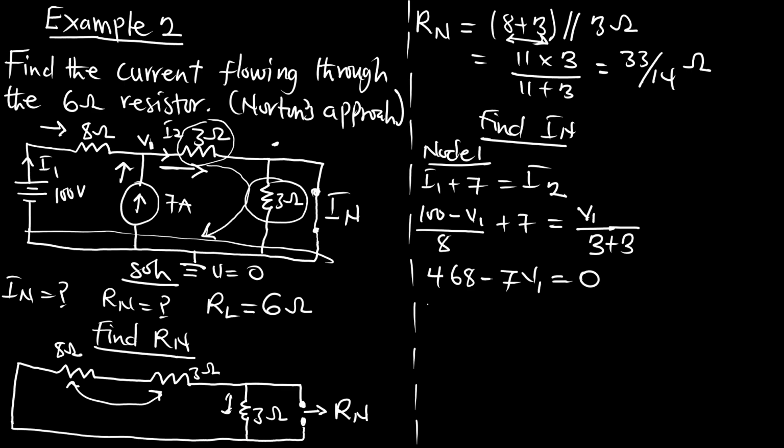So from here, my V1 is going to be 468 on 7, which implies that V1 is 66.86 volts. So the voltage at the first node is 66.86 volts. We are not done. We are going to perform voltage dividing. We are going to use the voltage divider approach because we know that. Let me clean some of this so that you get to see.